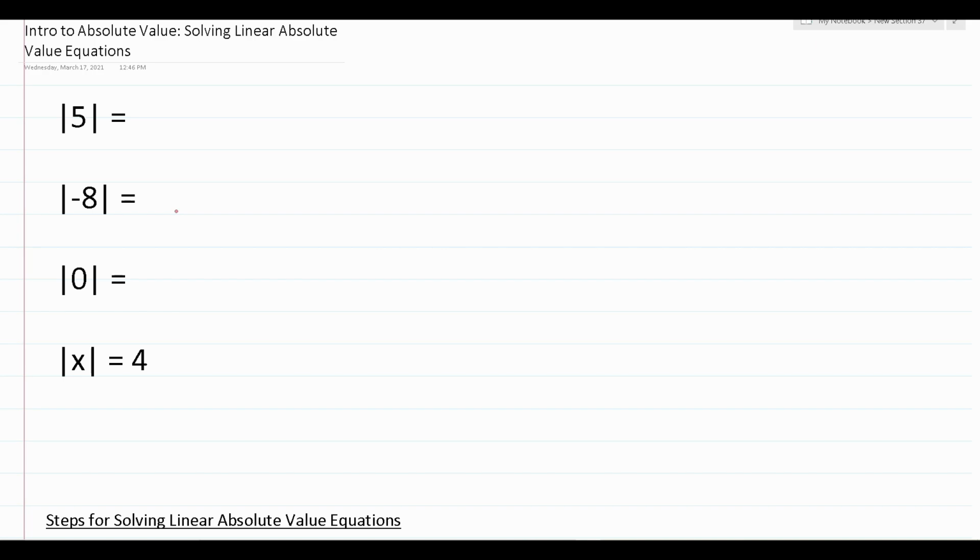The very first thing I want to say regarding absolute value is this. The absolute value of any integer is always going to be positive. So the absolute value of 5, an integer, is going to be 5. Likewise, the absolute value of -8 is just 8. Again, -8 is an integer. The absolute value of 0 is 0.